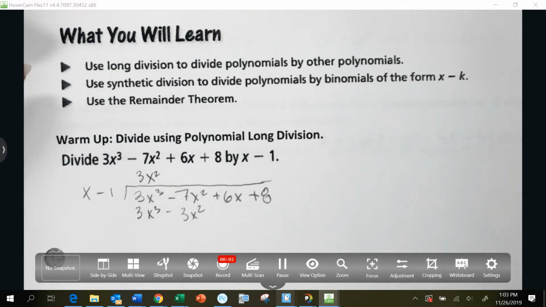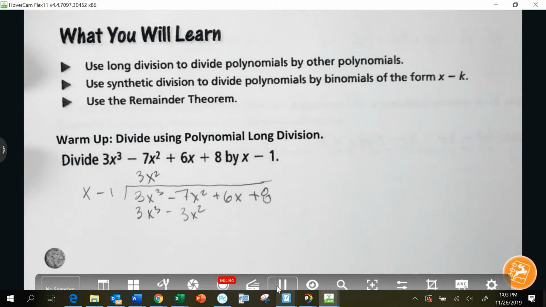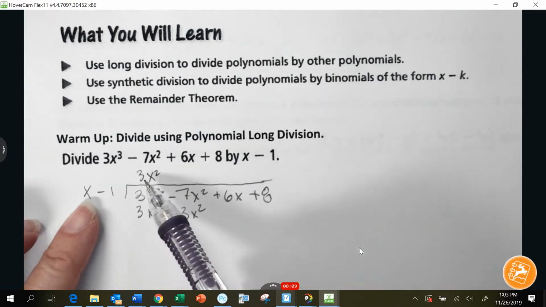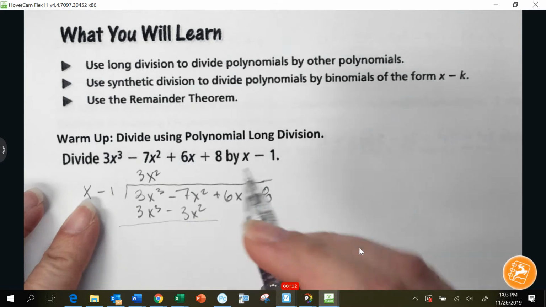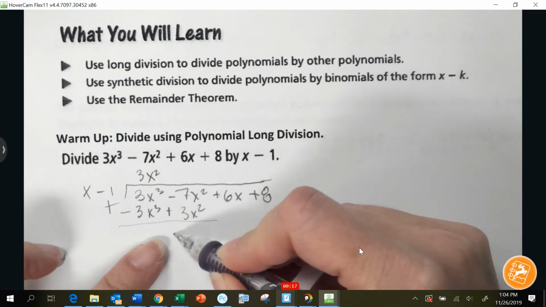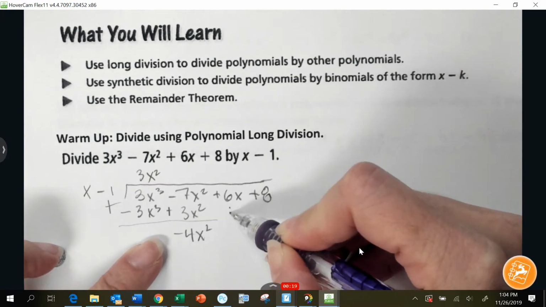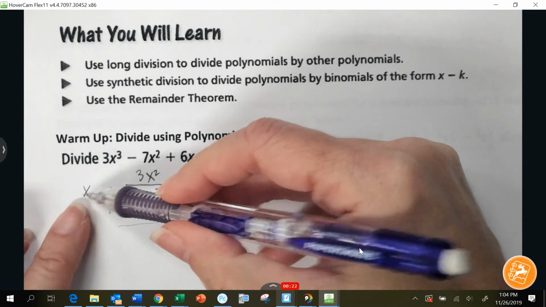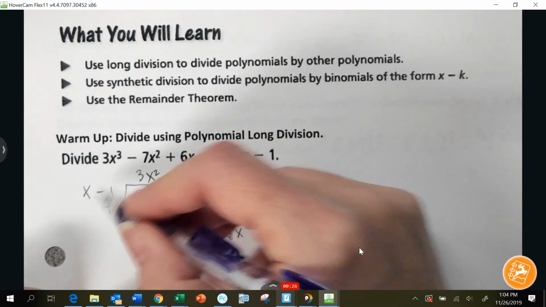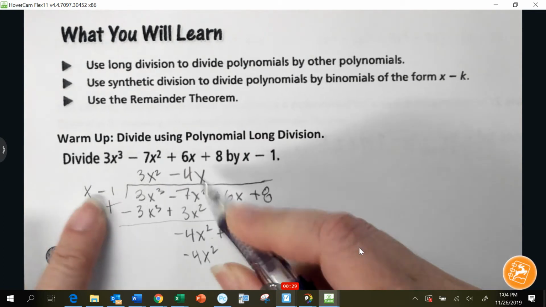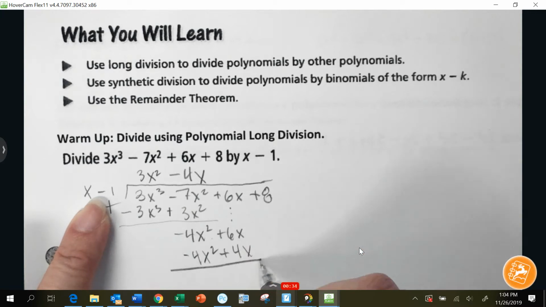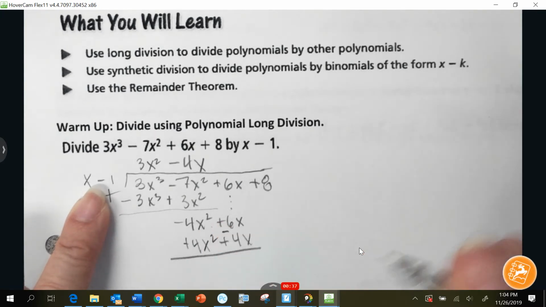Okay, so as a review, we're doing a long division question because that's what we learned last class. X goes into 3x cubed, 3x squared times. We distribute that, and then I draw the line, and I change the signs where I can add now. So I get negative 4x squared, bring it on down. Do it again. X goes into negative 4x squared, negative 4x times. Multiply. Negative 4x squared, and then a negative 4x times a negative 1 is positive 4x. Draw the line, change the signs so I can add.